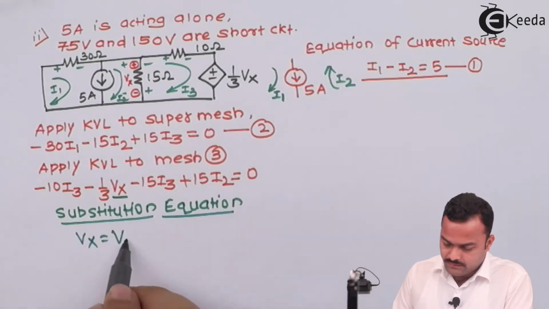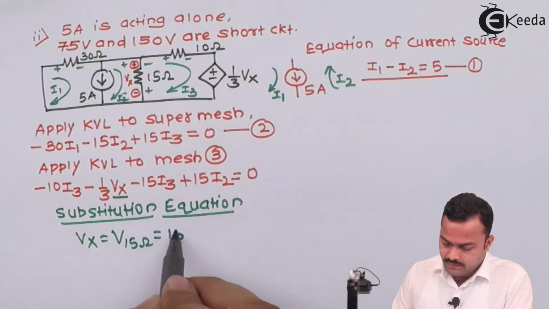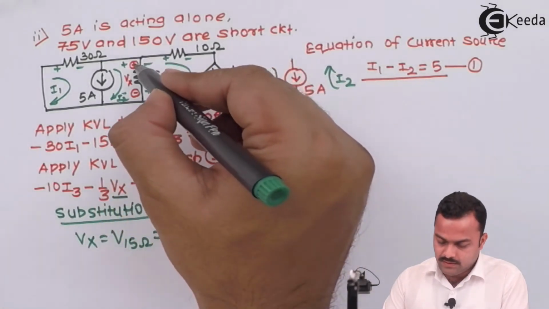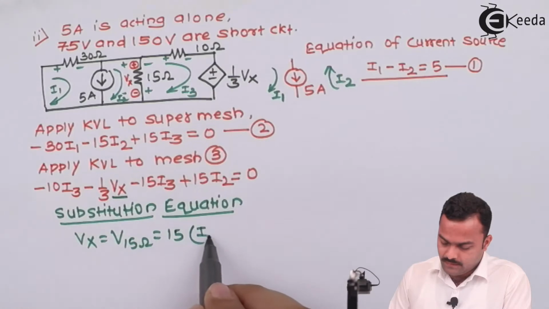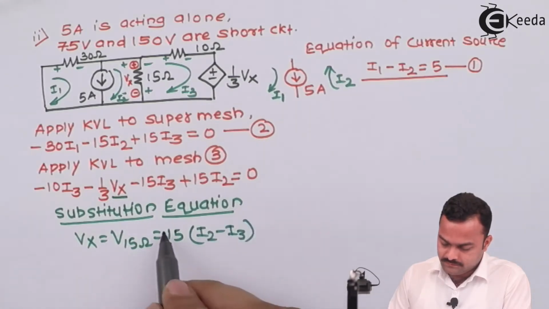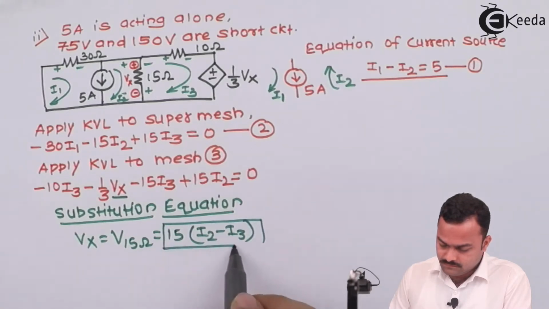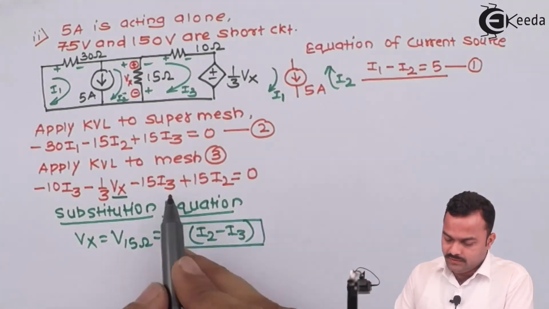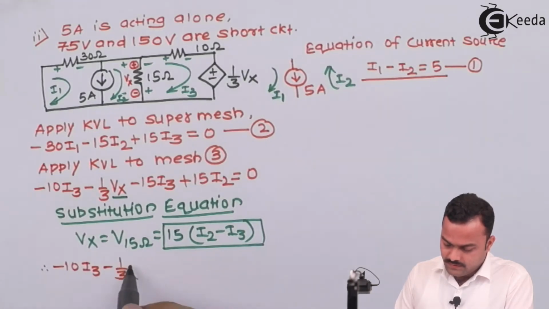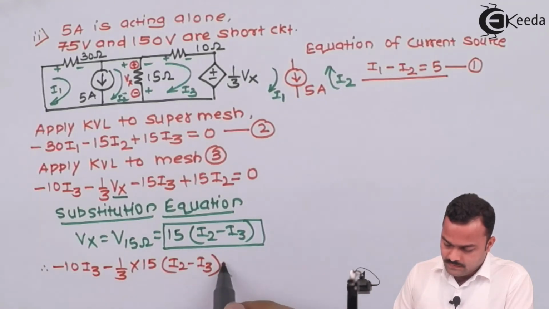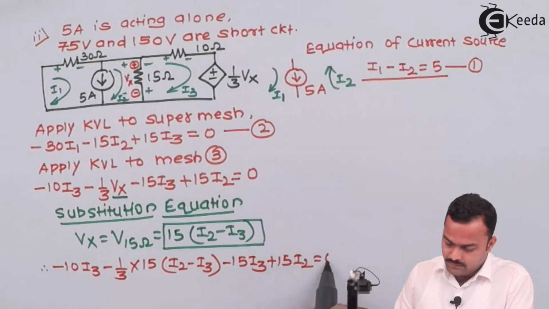Vx is the voltage across the 15 ohm, and that is nothing but 15 times the current. Once again, the same theory: this polarity is matching with this polarity caused by I2, and one more current is there, I3. So 15 (I2 minus I3) this time. So if I substitute over here, I will get, let's write this as minus 10 I3 minus 1 by 3 into 15 (I2 minus I3) minus 15 I3 plus 15 I2 equal to 0.